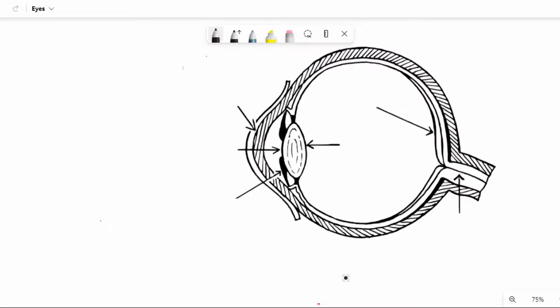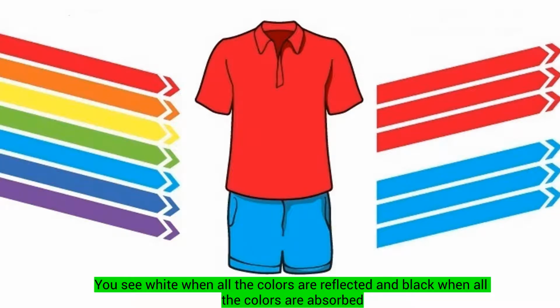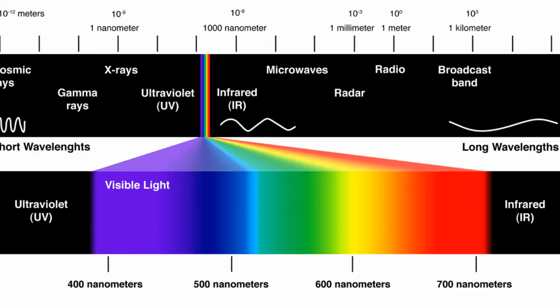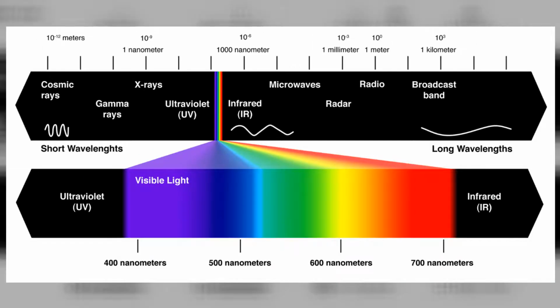Let me start off by talking about some of the physics behind vision. When you see a color, let's say you're looking at a red shirt, the red shirt is absorbing all the other colors and reflecting just red. And what you're seeing is something known as visible light, which has a specific wavelength, and anything below or above the wavelength will not be seen.